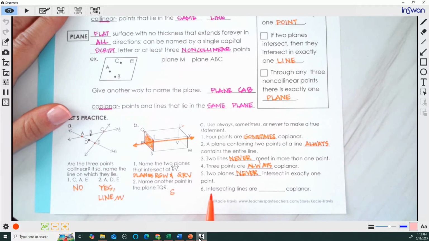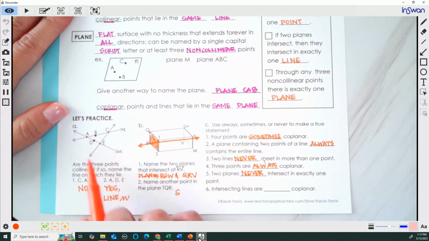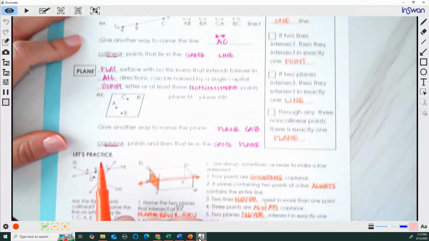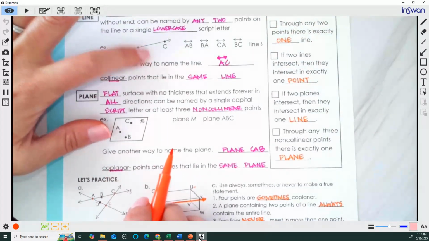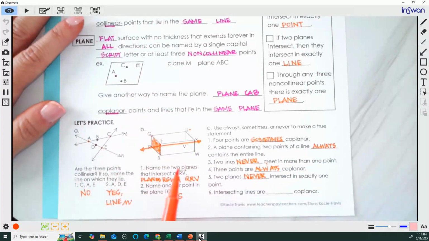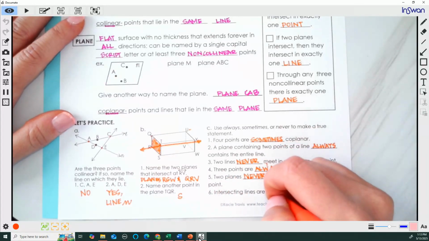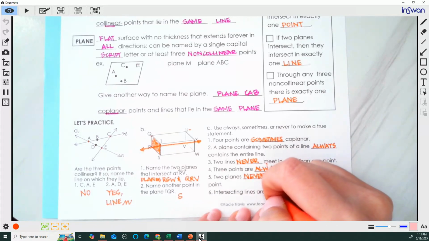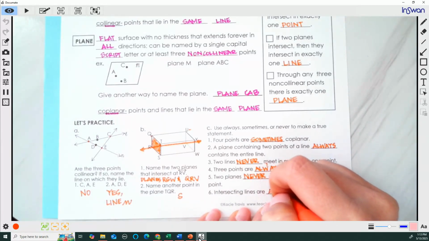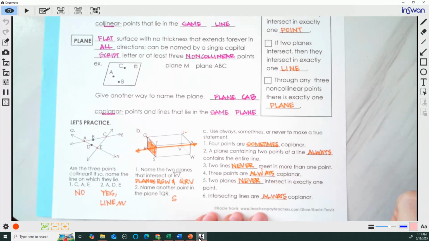All right, last one. Intersecting lines are blank coplanar. If we have 2 lines that intersect, like here, or if we had a line intersecting this one, would they be in the same plane? Always, sometimes, or never. And if they are intersecting and they are lines, then they have to be in the same plane, which makes this always coplanar.